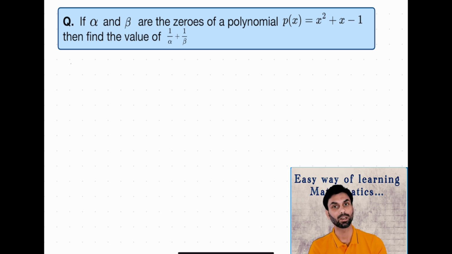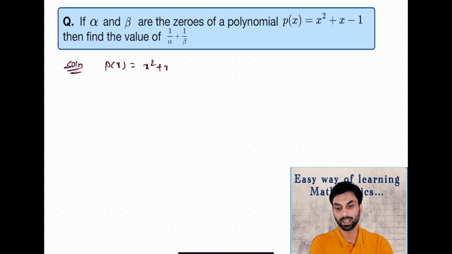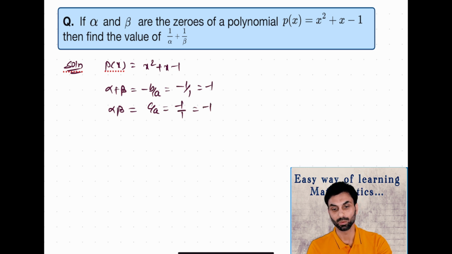Moving to the next question, where it is given that if alpha and beta are zeros of the polynomial p of x equals x square plus x minus 1, then find the value of 1 by alpha plus 1 by beta. So in such questions, as it is given p of x equals x square plus x minus 1 and alpha and beta are the zeros of it, we'll find the sum of the zeros, which is minus b upon a, that will be minus 1 upon 1, which is minus 1, and the product of the zeros, it will be c upon a, that is minus 1 upon 1, again it is minus 1.